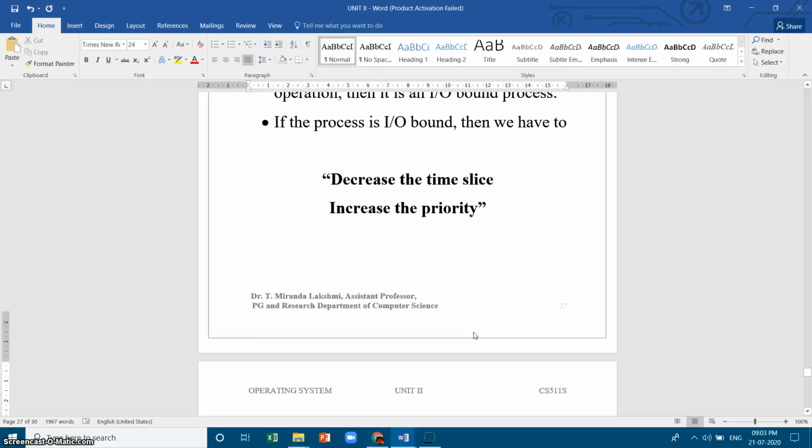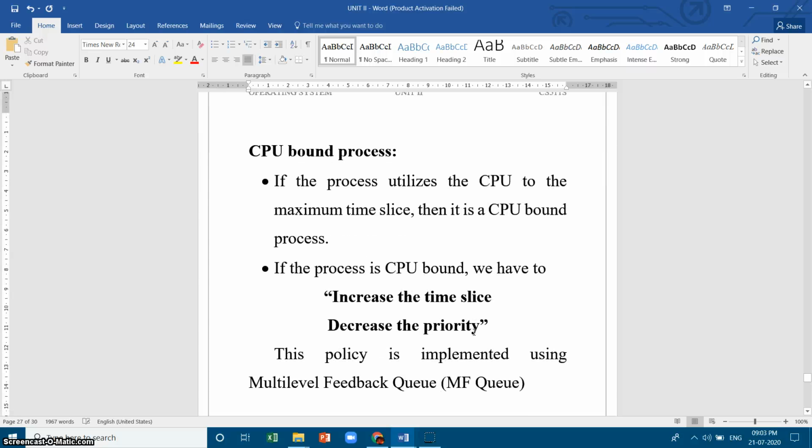Let us consider CPU bound process. What is a CPU bound process? If a process utilizes the CPU for the maximum time slice, then it is called as the CPU bound process. If it is a CPU bound process, what you have to do? The opposite of your IO bound, you have to increase the time slice because X person is going to talk for 1 hour. So you have to increase the time slice and the priority must be decreased.